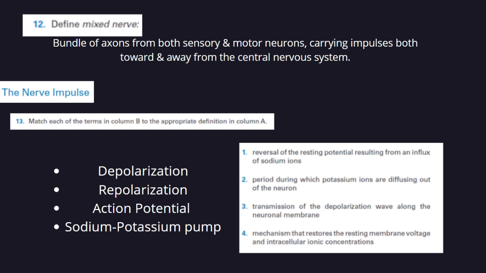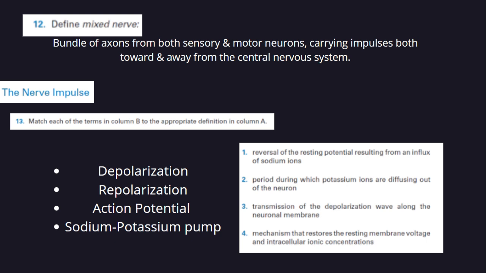Number 13. Match each of the terms in column B to the appropriate definition in column A. Number 1. Reversal of the resting potential resulting from an influx of sodium ions. Our answer is depolarization. Number 2. Period during which potassium ions are diffusing out of the neuron. Our answer is repolarization.